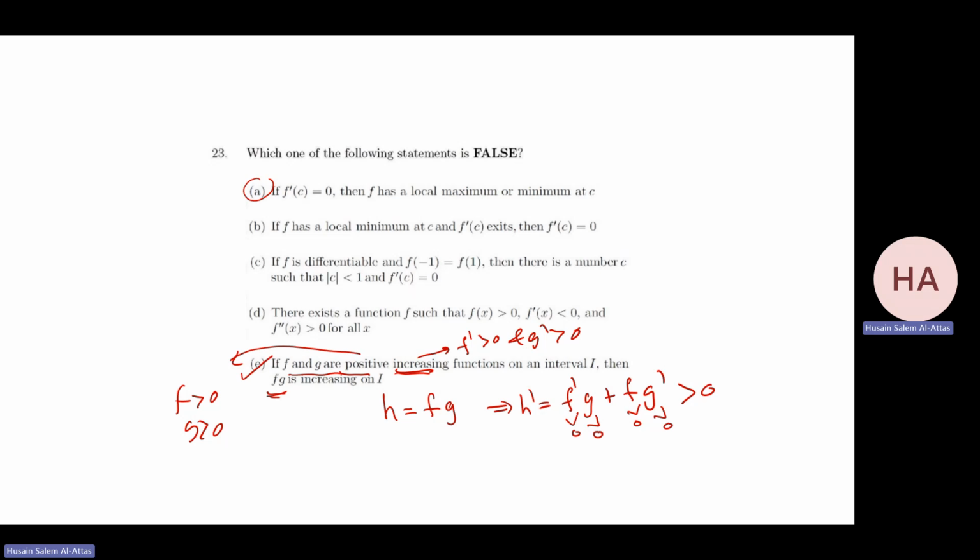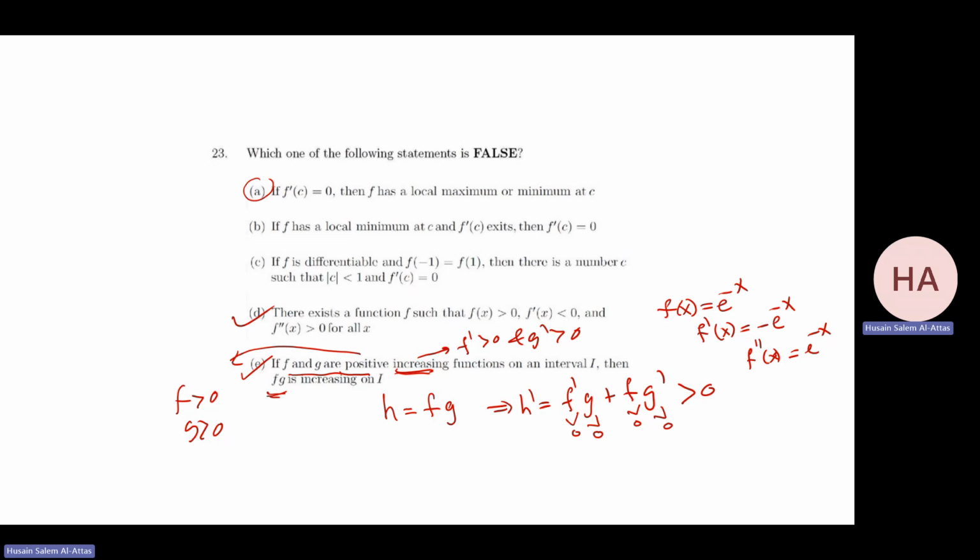So this is correct. There exists a function f such that f of x is positive, f prime is negative, and f double prime is positive. Yeah, take this function, e to the minus x. It is always positive. f prime is minus e to the minus x, it's always negative. f double prime is what? e to the power minus x again, which is always positive. So there is such a function.